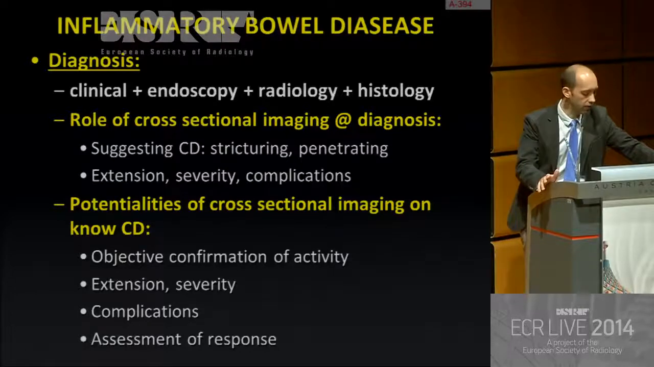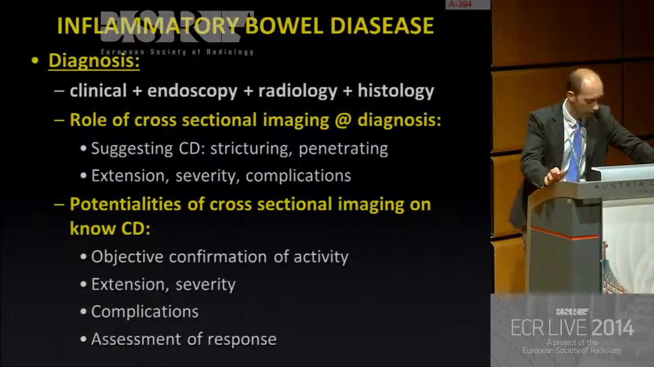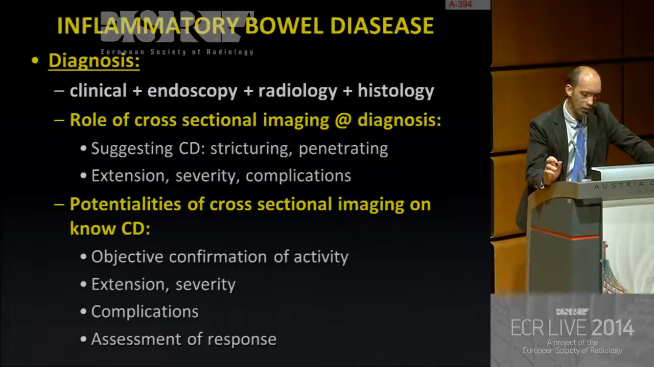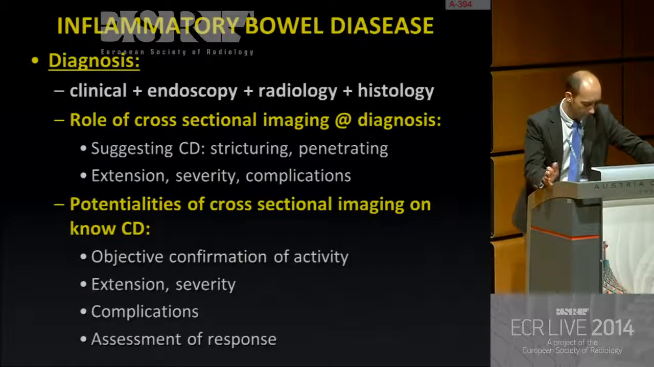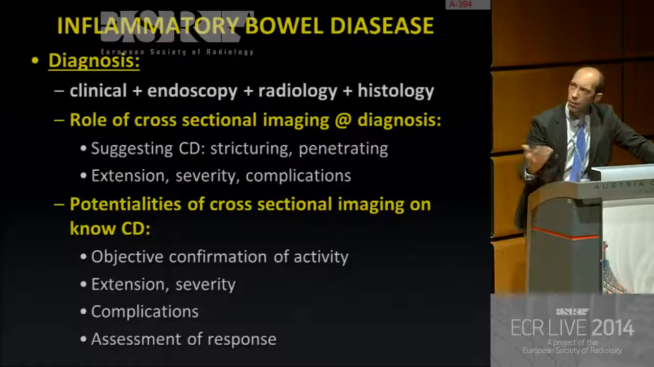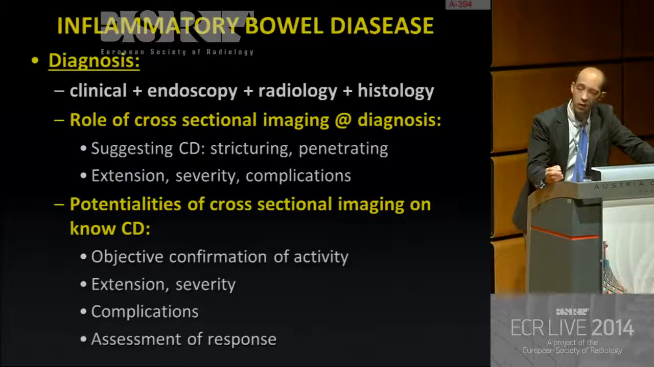And lastly, we have inflammatory bowel disease, which is the topic today. The diagnosis is established with a combination of the clinical suspicion, endoscopy data, radiology, and histology that supports the clinical suspicion of IBD. What is the role of cross-sectional imaging at the time of diagnosis? We can suggest it if we can find some specific features, the stricturing and the penetrating lesions that can be seen in the early phases in up to 80% of the population at the time of diagnosis.